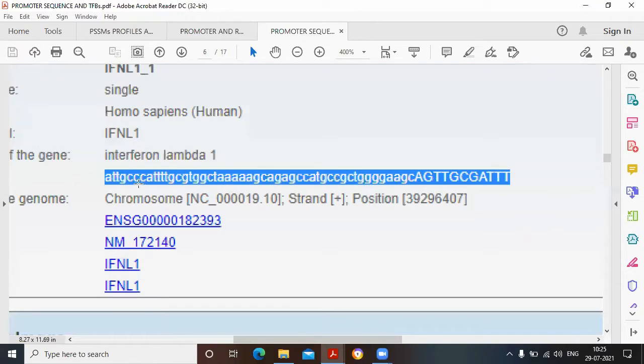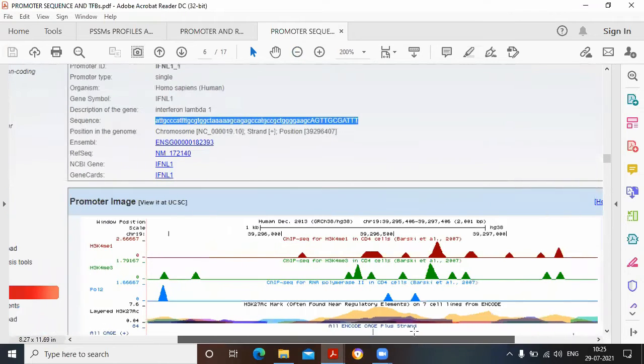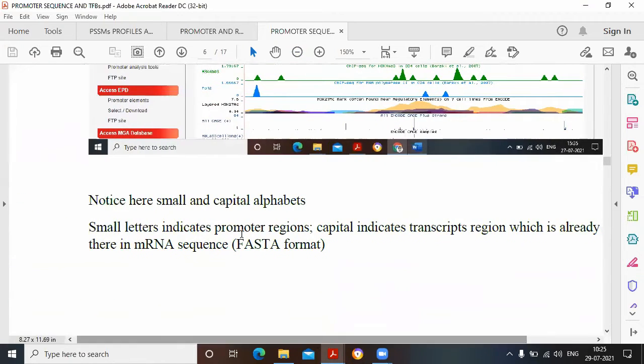If you look at the sequence, a few alphabets are in capital letters, whereas the starting part, the maximum of the letters, is in small letters. This is actually important. This is the small letter and this is the capital letter. What is the meaning of it? You need to understand this better. Notice that the small and capital alphabets are mentioned. The small letters indicate the promoter regions.